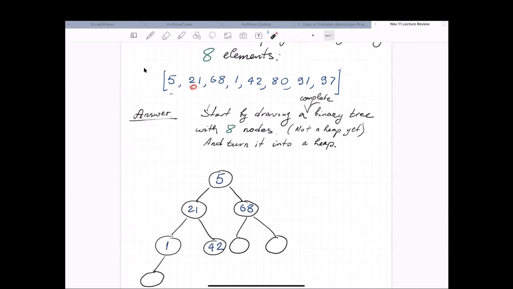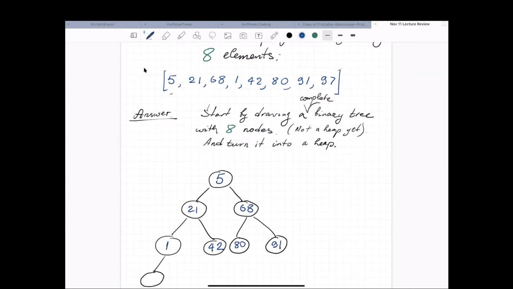Yes. 21's children: because 21 is at position 2, 1 is at position 2 times 2, and 42 is at position 2 times 2 plus 1. Those are the children of 21. What are 68's children? 68 is at position 3, so its children are going to be at positions twice 3 and twice 3 plus 1. So 80 and 91 will go as children of 68. This is 80, this is 91.